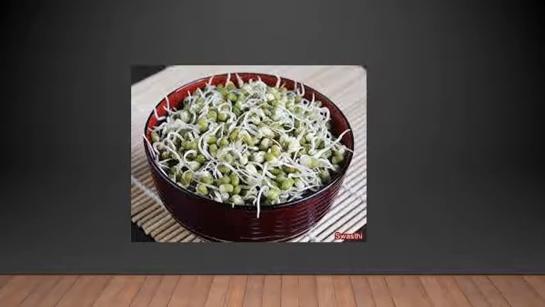And these are some examples of the sprouts. If you soak the sprouts for one day and keep it closed in a dark place, it will start germinating. This is the picture of the germinated seeds.